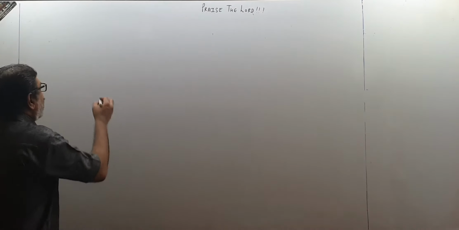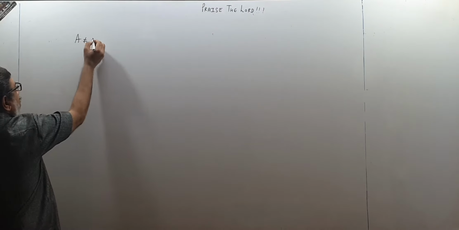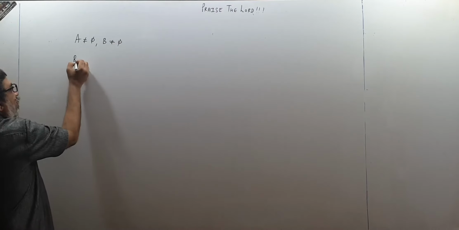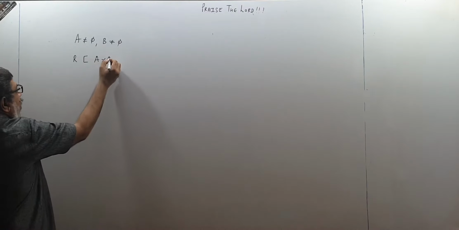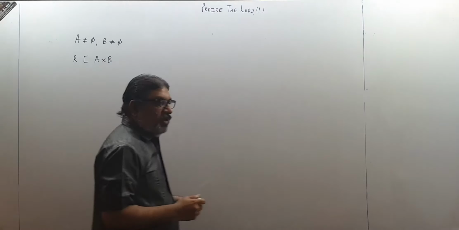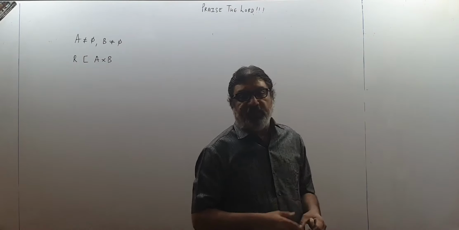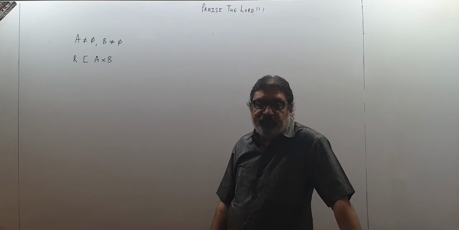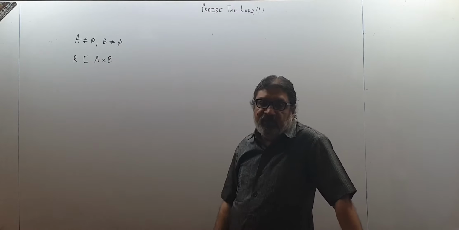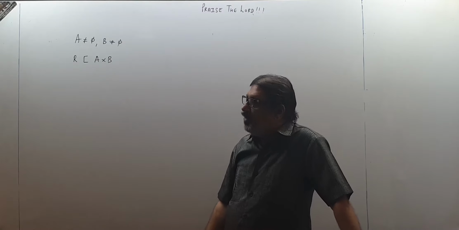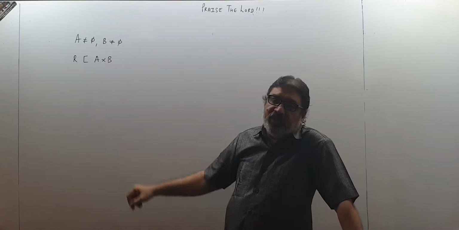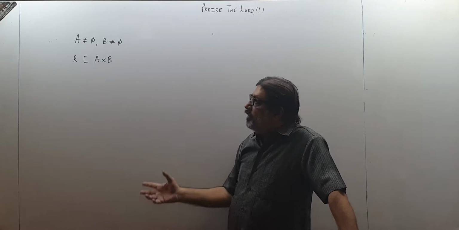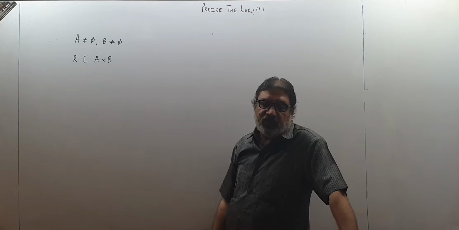So children, now please understand, if A is a non-empty set and B is also a non-empty set, then any subset of A cross B will be called a relation from A to B. If I am taking A cross B, then I will say it is a relation from A to B, and if it is B cross A, I will say it is a relation from B to A. So please realize children, A and B cannot be null sets, and any subset of A cross B, that will be called a relation. Any subset of A cross B.